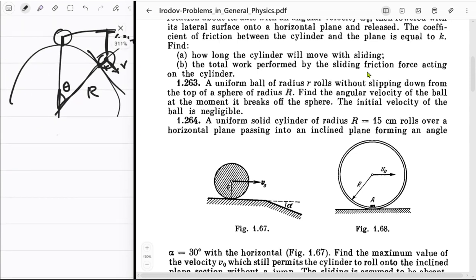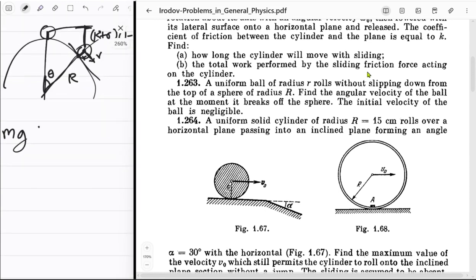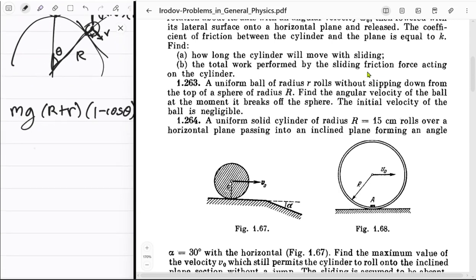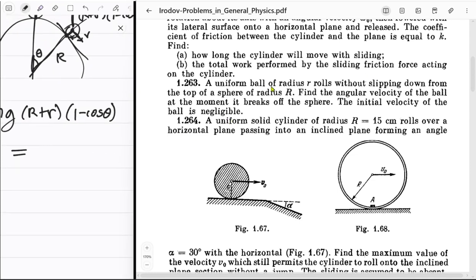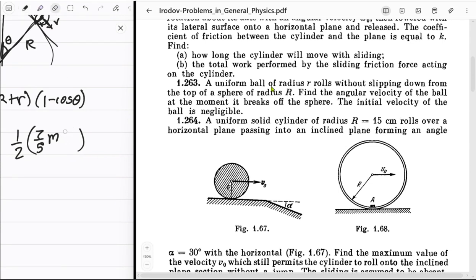So what can you say? mgh, that is mg times R plus r times 1 minus cosine theta, equals half I omega squared. It's a solid ball, so about the contact point, what's the inertia? It's 7 upon 5 of the mass times r squared. And this times omega squared, or you can just say v squared upon r squared.